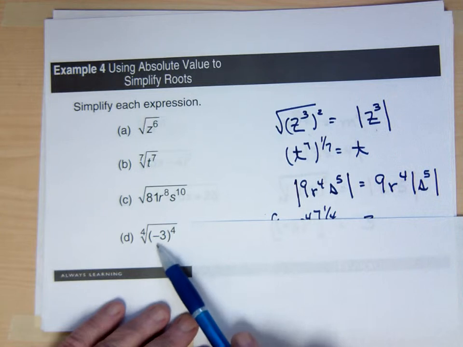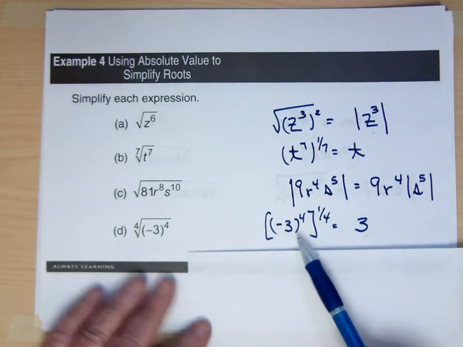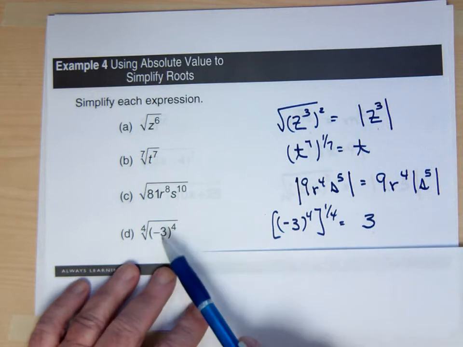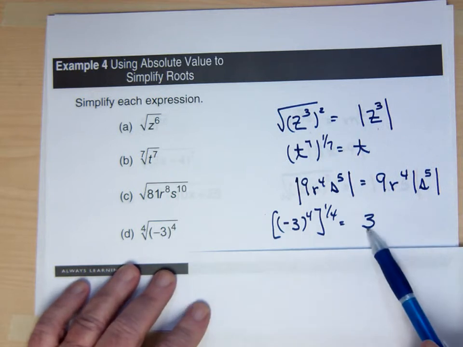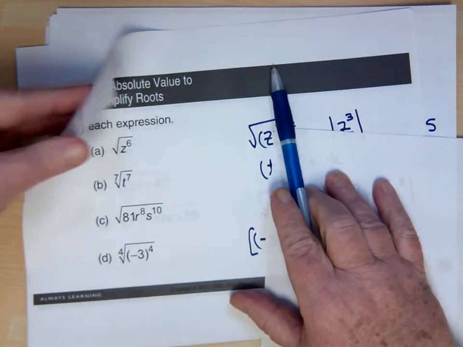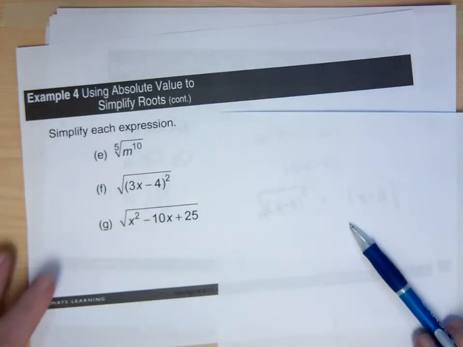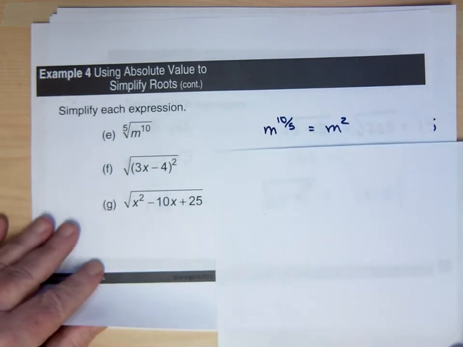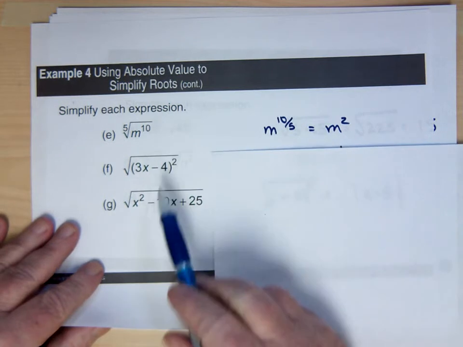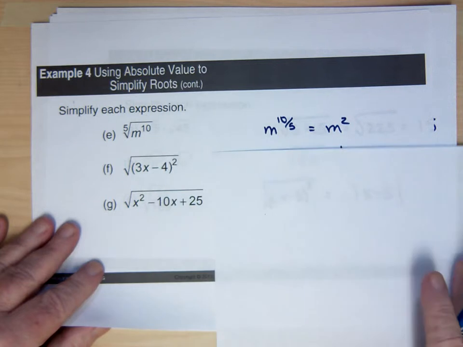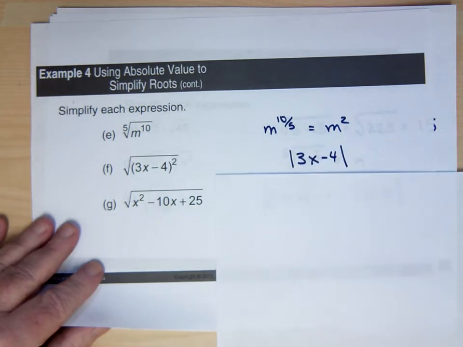Lastly, down here, when we do this, we will see that this is like our example before. It's going to be the absolute value of what's underneath there. The absolute value of -3 is going to be 3. Continuing with this, this is just going to be m squared. That's 10 over 5. Here we're going to have what is being squared underneath the square root is 3x minus 4. So it's going to be the absolute value of 3x minus 4.